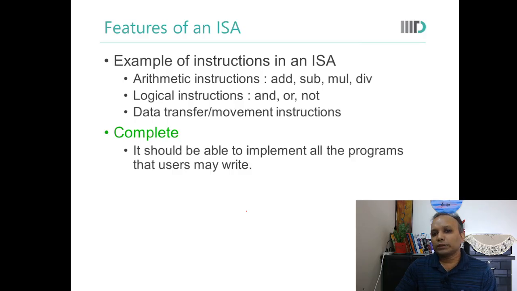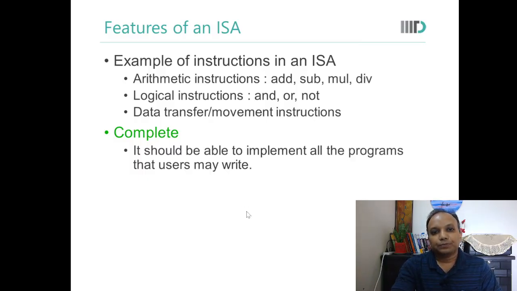Now, that does not mean that ISA has to contain all sorts of instructions. For example, my ISA might only have the arithmetic instruction add, and now if I need to do multiplication, I will add multiple times to get the multiplication done. So, in that sense, even if I do not have a multiply instruction in my ISA, still it is complete, because I can get the work done maybe in a different way. So, that should be the objective or characteristic of an ISA, that it should be as complete as possible.